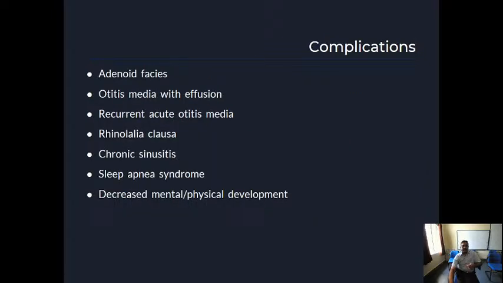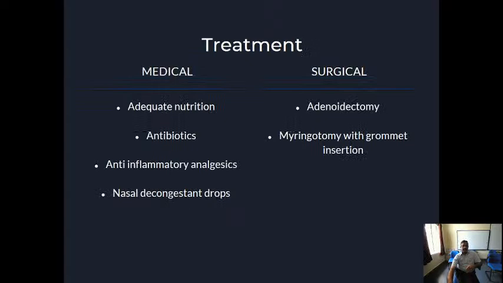These are the complications if the adenoids are there in the nasopharynx, which obstruct the nasal airway passage. Then the treatment is usually, if there is obstruction, you can manage them initially with medical management: antibiotics, anti-inflammatory analgesics, nasal decongestants may establish a little passage for the air to go.